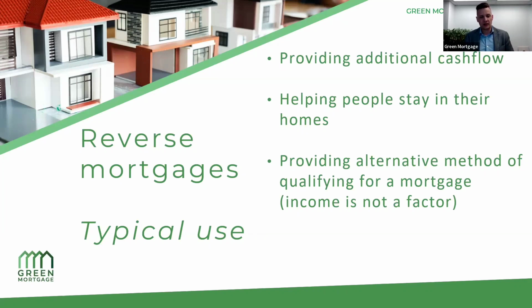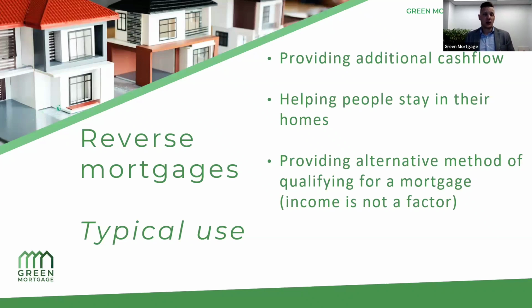Another interesting thing is that a normal use case here is just providing an alternative method of qualifying for the mortgage. And that's because the income is not a factor. We do find that especially in major urban centers like Vancouver and Toronto, the home values are very, very high. And when somebody has a mortgage going into retirement, their income drops in retirement, and it's harder to afford that mortgage, and it's also harder to qualify for that mortgage. So we do find that being able to provide an alternative option to finance that property is a really good option as well.